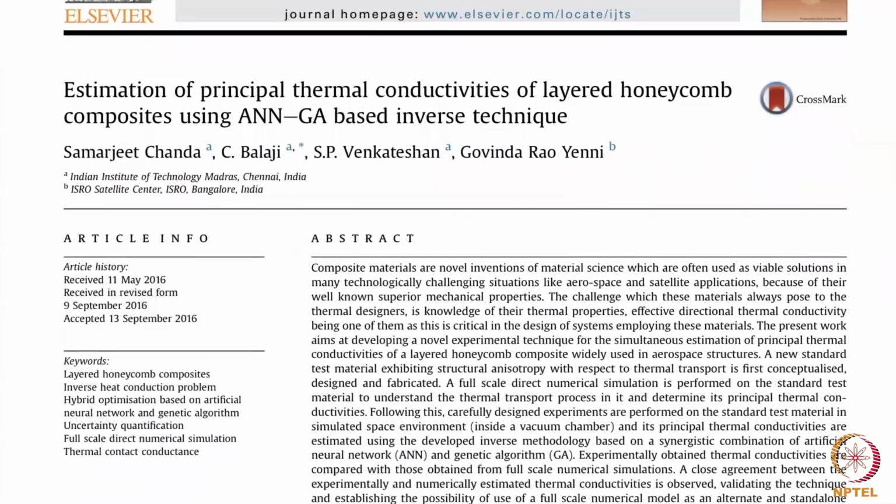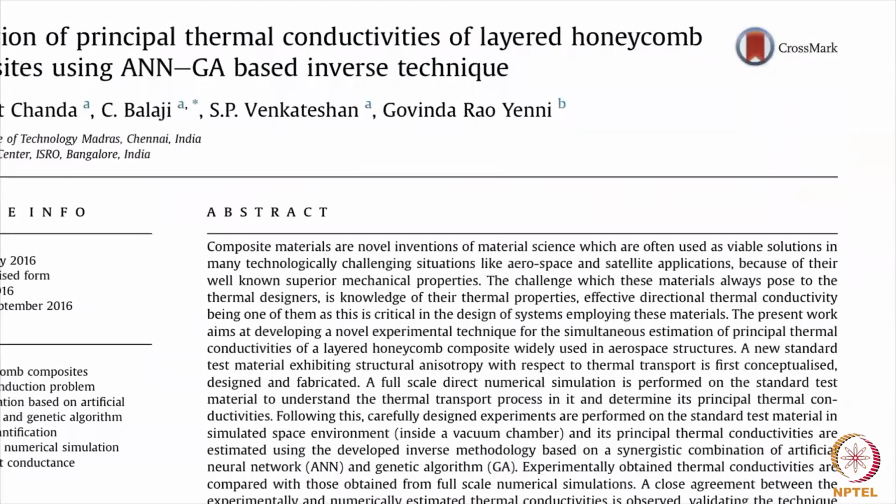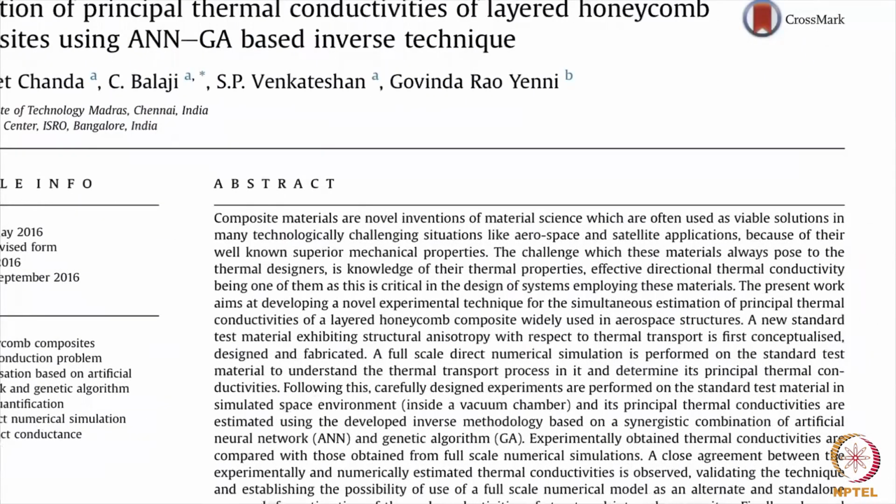This is just a simple demonstration of how you can use ANNs very effectively in order to solve inverse problems. The problem is somewhat similar to the one that I described. The geometry is a little bit simpler, but as you can see in the abstract here, the idea is to determine the thermal properties of a composite material. The typical composite material here would be, the assumption then is you are going to use it for aerospace or satellite applications, which is why a person from ISRO was also a joint author in this paper.